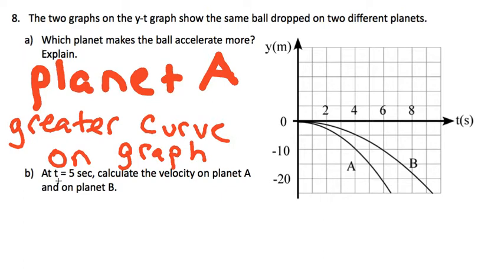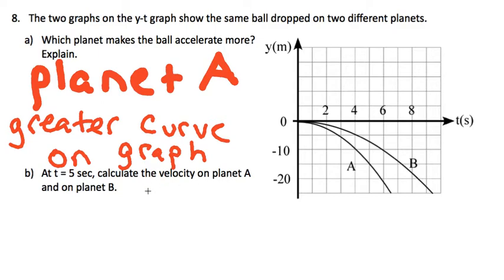Okay, for part B, we have to find at a time of 5 seconds what is its velocity on planet A and on planet B. So this is not quite as simple as it looks. What we have to do is set up those windows that we've been using in class. Now on the lab and yesterday in class, we've been doing that with a data table. We don't have a data table here to work with, so we have to do that on the graph.